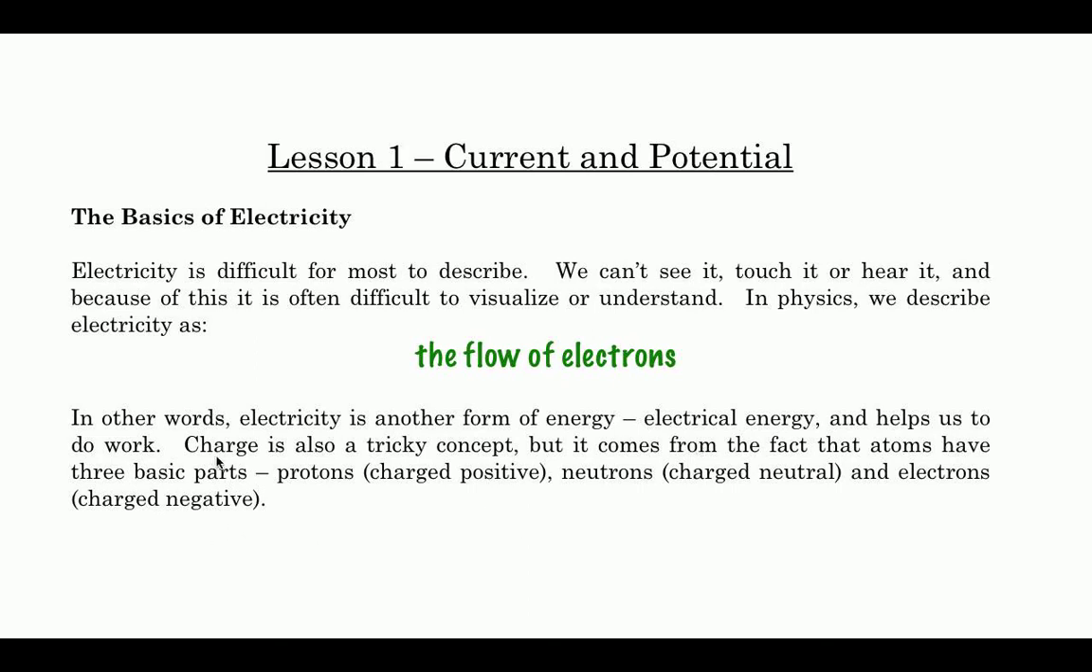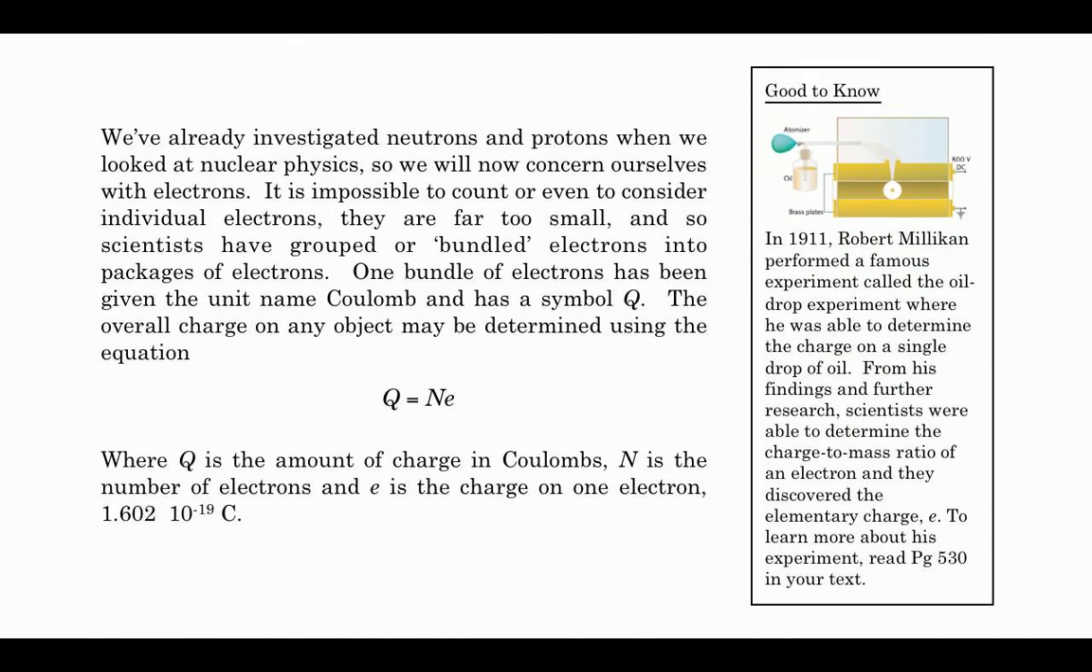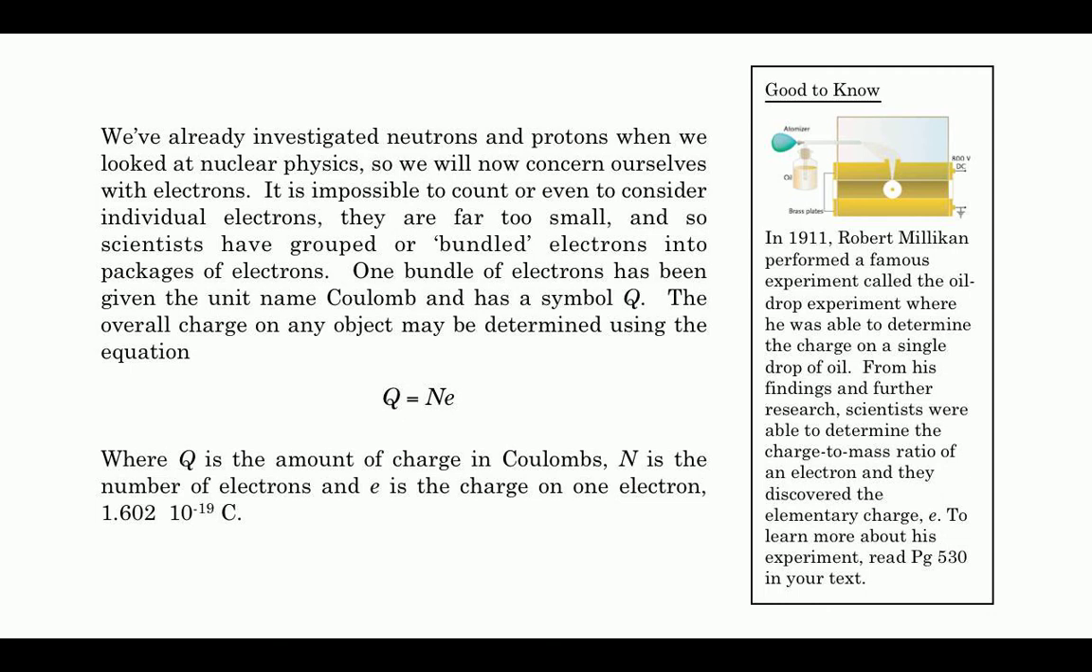Charge is another concept that we've learned about, that charge is basically either a buildup, an excess, or a deficit of electrons. But protons, in general, have a positive charge. Neutrons have a neutral charge, and electrons have a negative charge. So, we've investigated neutrons and protons, but now we're going to look at electrons and what happens when these electrons start zipping around.